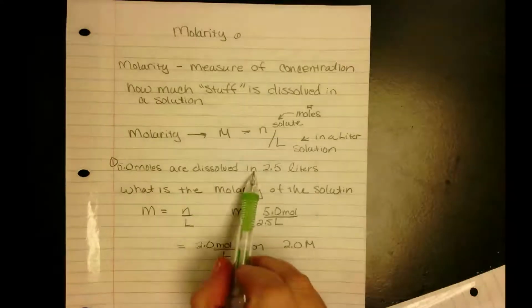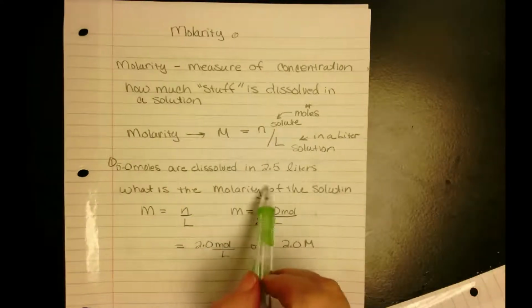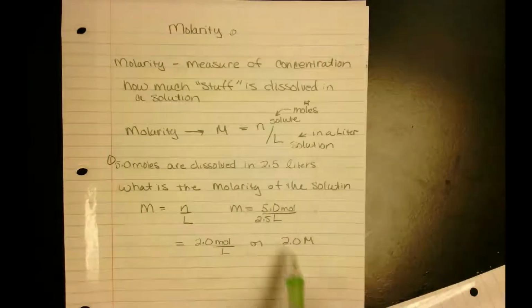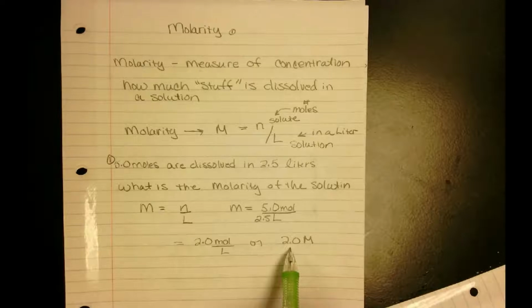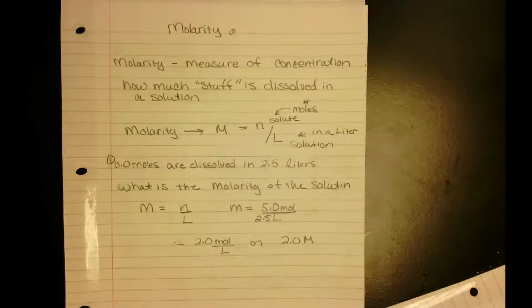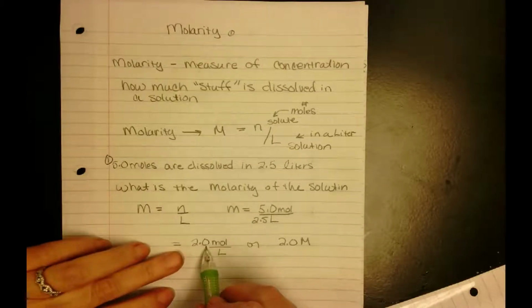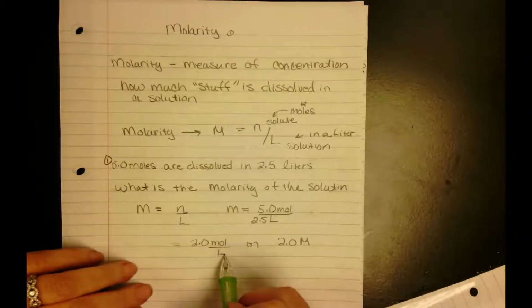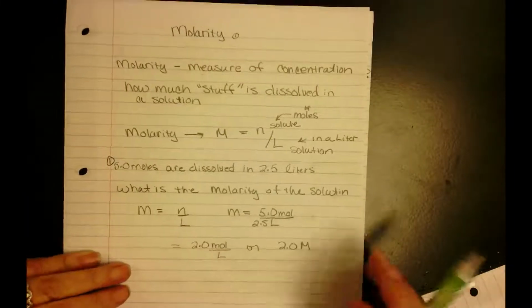5 moles are dissolved in 2.5 liters. What's the molarity? Well, I just take moles divided by liters. Moles divided by liters, and I get 2.0 molar solution. So you could say 2.0 molarity, 2.0 molar solution, or 2.0 moles per liter, which is your actual units. But remember, chemists are lazy, so we just made a capital M for molarity.